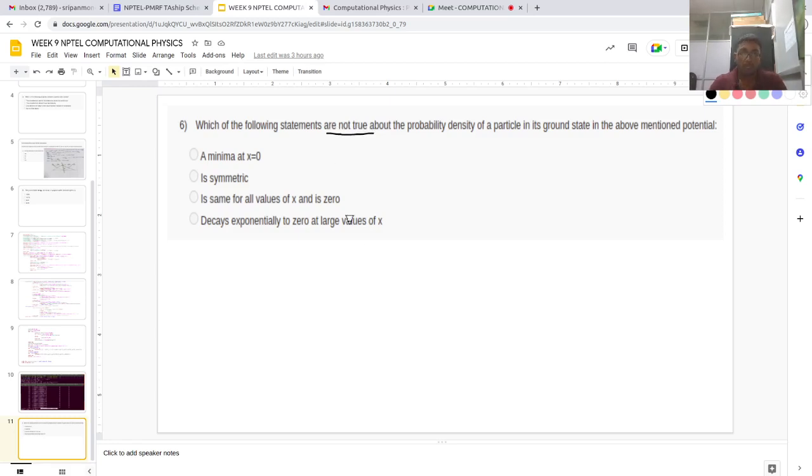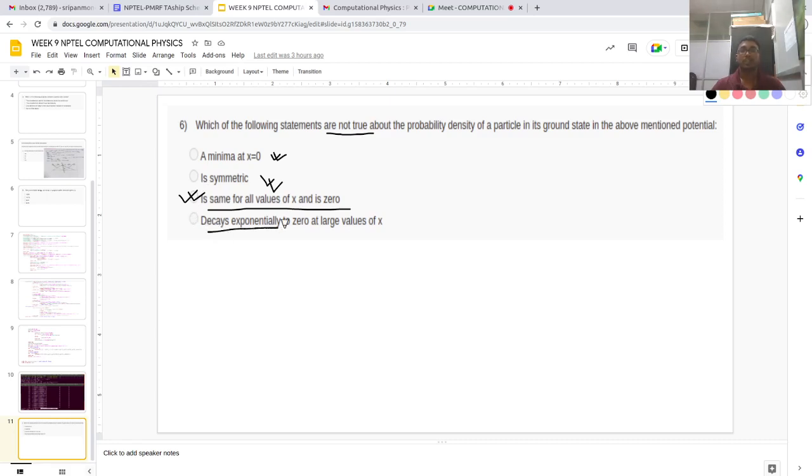So which one is the correct answer? Let's say it will have a minima at x equals 0. That is true. The second thing is the potential is essentially a symmetric potential, and we are considering the ground state. So at the ground state it will be symmetric also, and the value is the same for all values of x and is 0. So this is not the correct answer. Sorry, this is not correct, and as per the question this will be our answer. Okay, since this is incorrect.